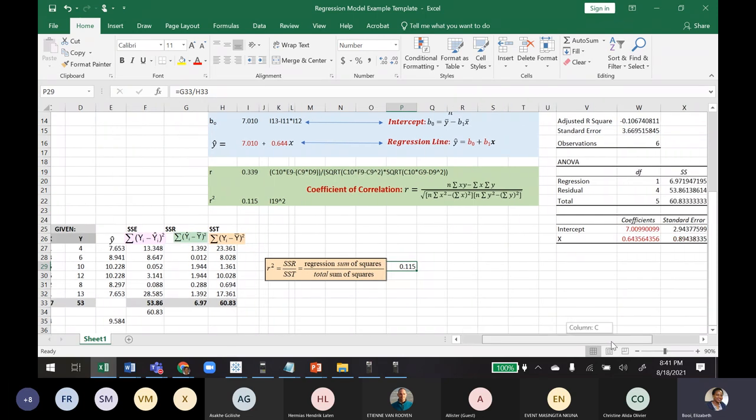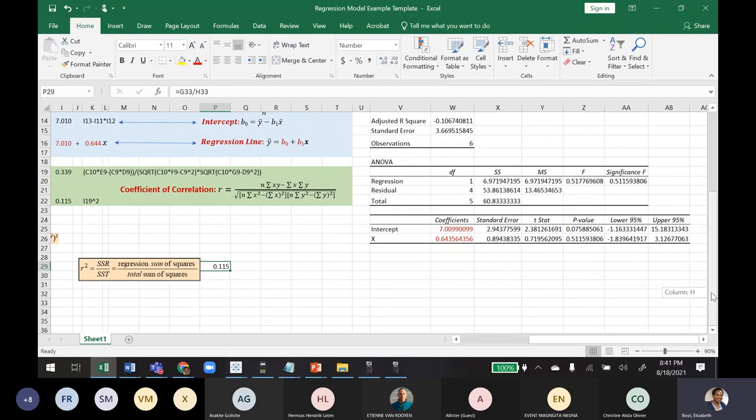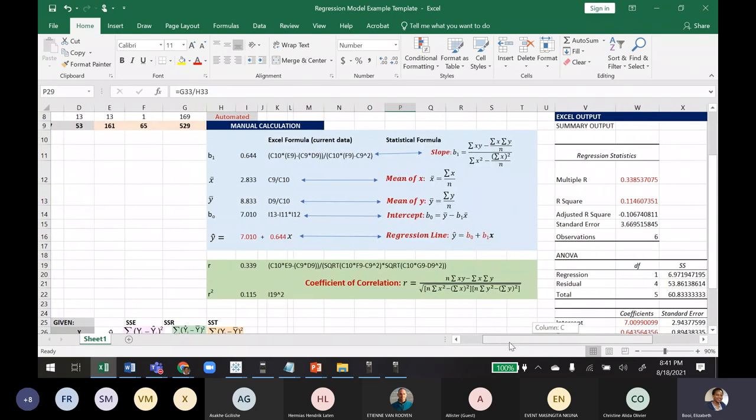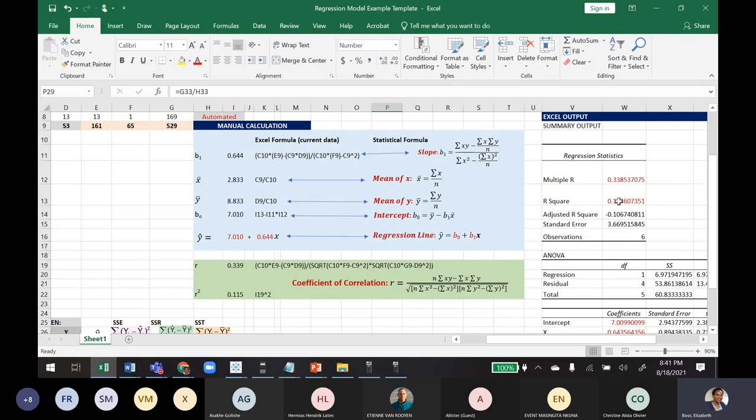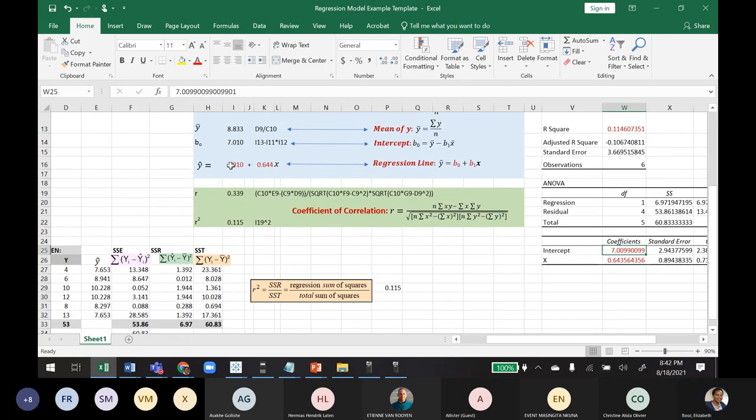Depending on what the options are in the exam or your answer sheet, you just look at how you round off. The reason why I kept the same information is because the Excel output uses the same information. I just want to show you that all the values that we calculated manually correspond to the values that we have. Our R, we calculated it, it was 0.339. As you can see, it corresponds. Our R squared, we find that it's 0.115, which is the same as what we got with the Excel output. Our B0, which is 7.10, is the same. And our B1 are the same.